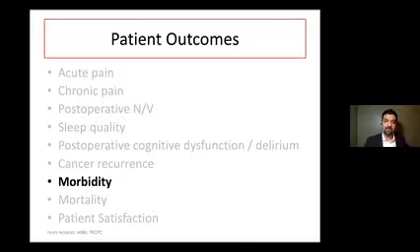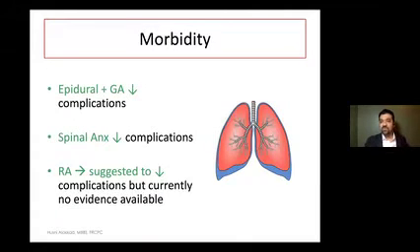Now, morbidities. When we talk about pulmonary complications, this is usually the major thing related to the advantage of regional anesthesia. Epidurals in every study reduce pulmonary complications. Spinal anesthesia reduces respiratory complications, pulmonary complications. Regional anesthesia is suggested to decrease complications, but there is not much evidence. However, someone with a breathing tube on a mechanical ventilator versus someone who's awake and breathing and talking to you, it makes sense.